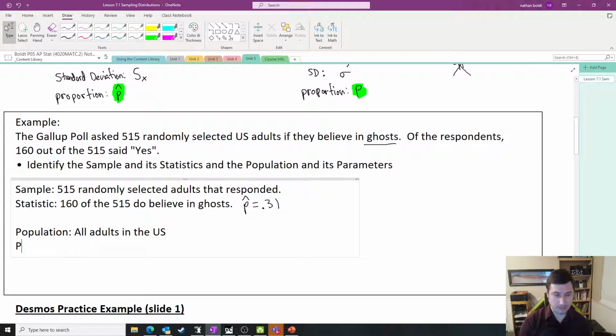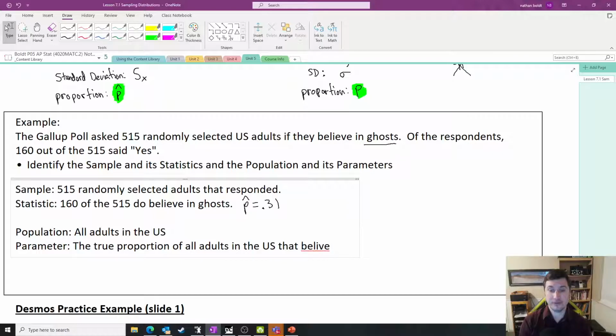All right, and our parameter. Here we don't know what the parameter number is, but we know what we're trying to find. We want to know the actual, the true proportion of all adults in the U.S. that believe in ghosts?